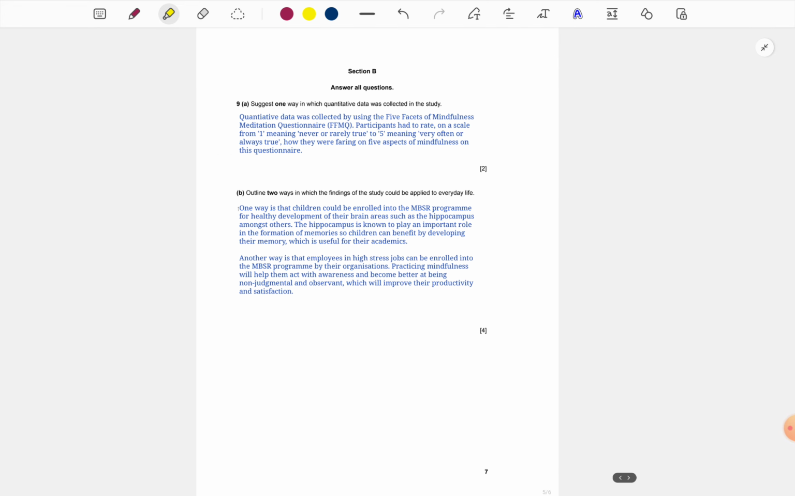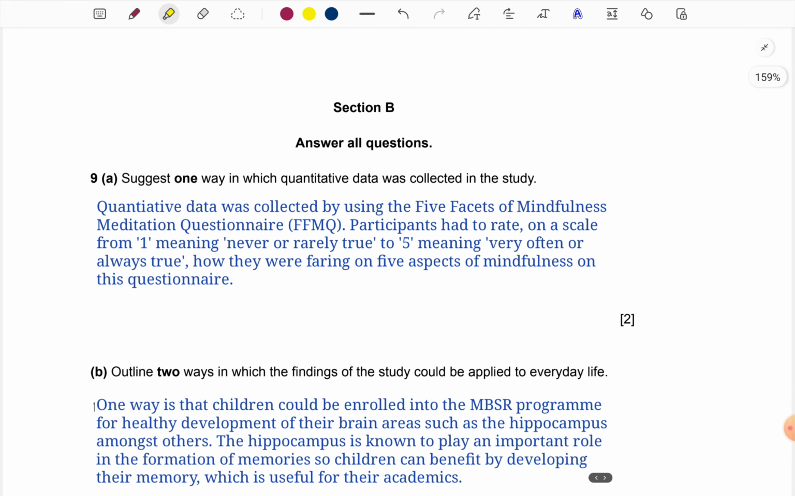Okay, the next set of questions is again more or less evaluative. Suggest one way in which quantitative data was collected. This is a descriptive one. Quantitative data has been collected in 2 ways. One is increase in gray matter. They have used the VBM technique. VBM technique shows the proportion or percentage increase in gray matter. So that is quantitative because it's like percentage or proportion.